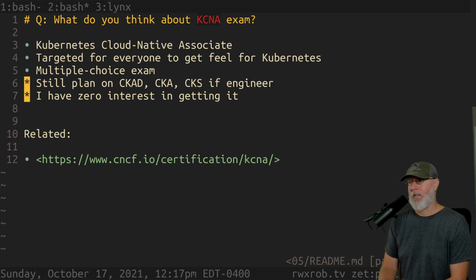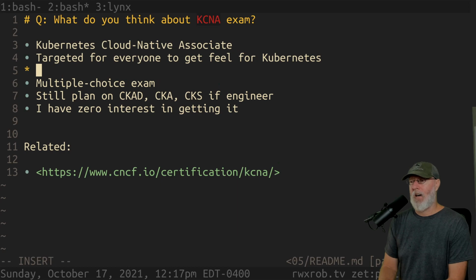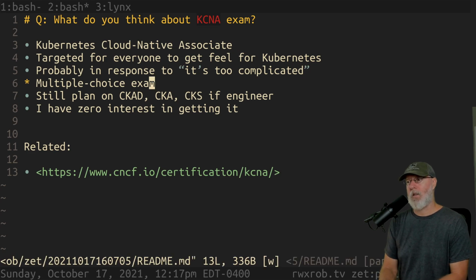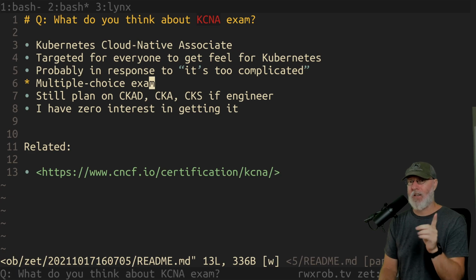So I feel like this is probably in response to it's too complicated. I mean, we're seeing this all over the news. Go watch the news from last week. We see the Wall Street Journal posting that the cloud is the greatest shortage of professionals in history for a specific technology happening right now. It's reported by the Wall Street Journal because we can't get any cloud people.